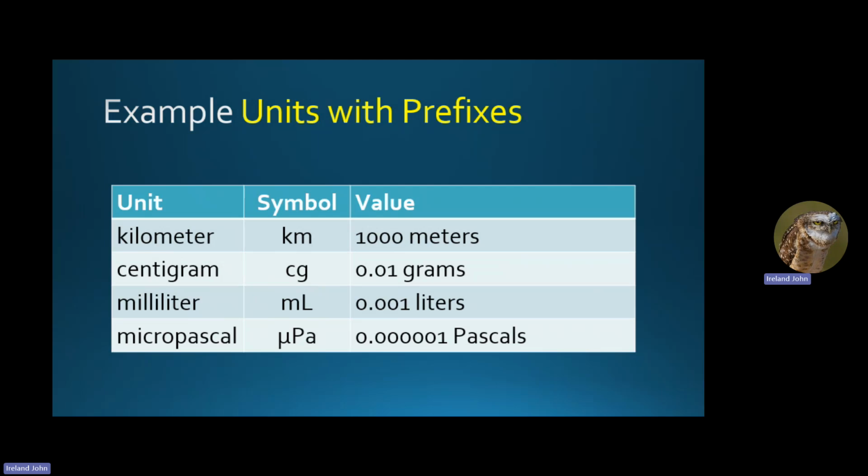Milliliter, 1/1000th of a liter. Micropascal, 1/1,000,000th of a pascal. And believe it or not, that's an actual unit. That's what physicists like to use to compare how good their vacuum pumps are. My vacuum pump only has 2 micropascals of atmosphere left. A measuring contest between them.